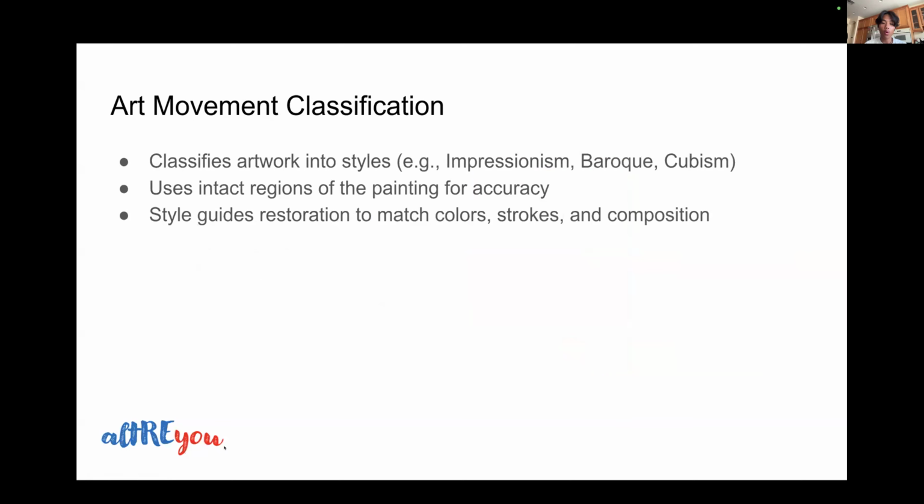Next, we run the intact portions of the artwork through a simple CNN to classify into movements like Impressionism, Baroque, or Cubism. This classification step is critical because each style has unique color palettes, brushstrokes, and composition rules.